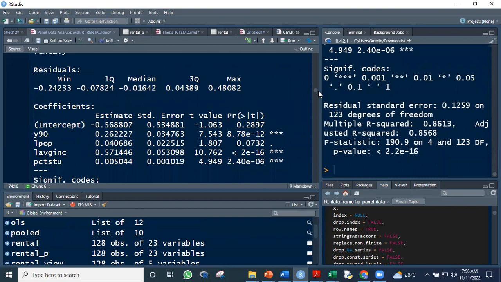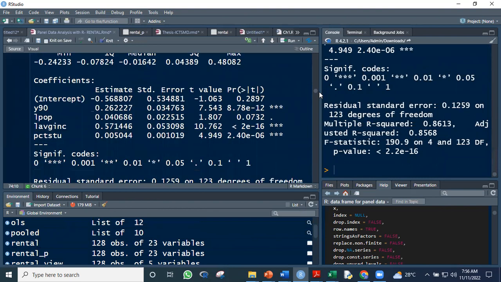Okay, so the result is that you have all the variables except for log average income and log population are all significant. Okay, log population is significant at the 10% level of significance. Okay, 0.07. One dot here. Okay, so this is interpreted regularly.